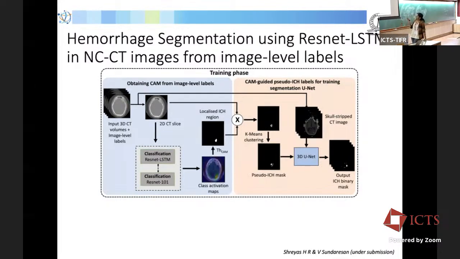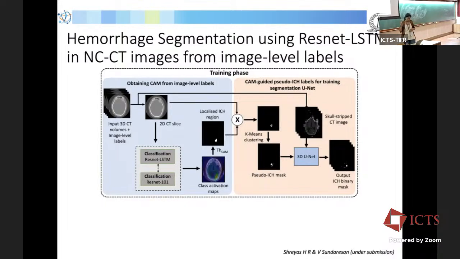For that, we took the input CT slice. CT has very poor SNR compared to MR. Most of the imaging techniques use MR for clear-cut decisions, but CT is quicker. In emergency medicine, they usually use CT for observing stroke lesions. That's why we took CT, and we wanted to localize the region of intracranial hemorrhages. Based on the classification model, we get class activation maps.